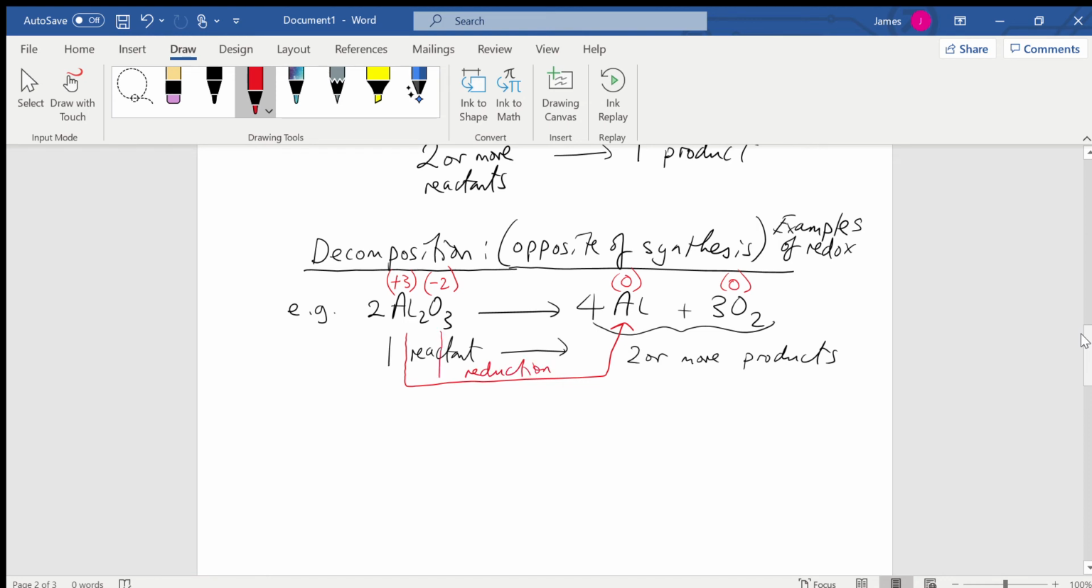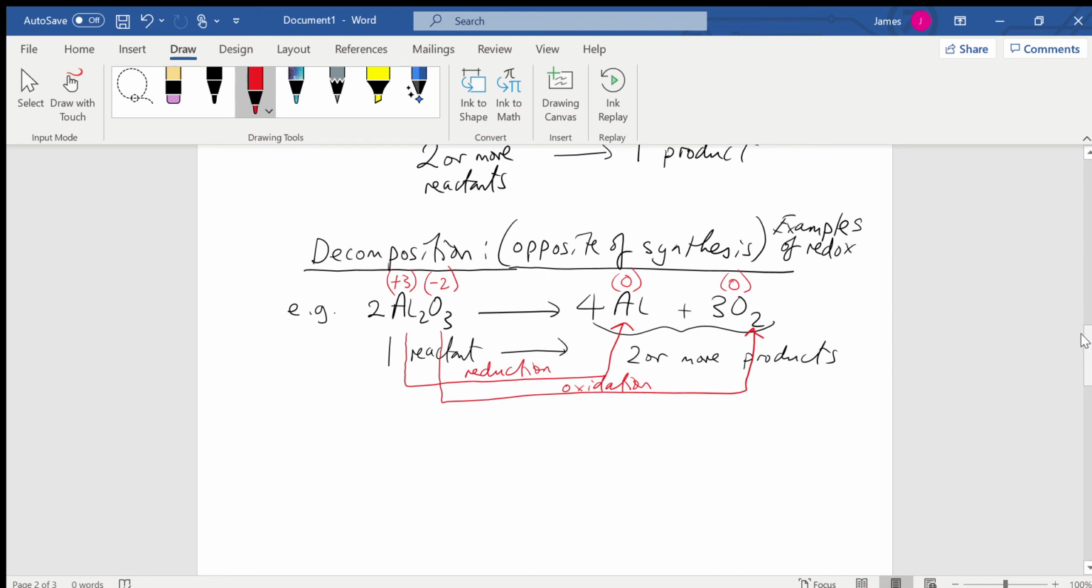And oxygen in this example is going from the -2 to 0, that's an increase, right? So that would be oxidation. So it's decomposition, but it's a specific type of redox. Okay, let's look at another type, well, another couple types of redox.